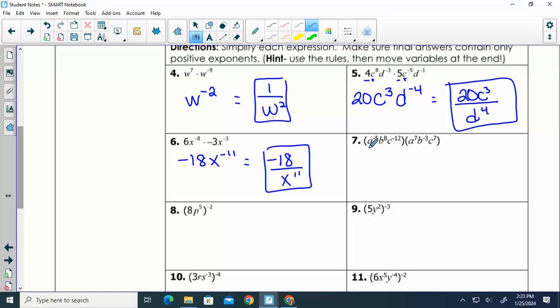Number 7, if we multiply. So the a's become a, b to the, c to the, and because the c is negative, it drops down to the bottom.